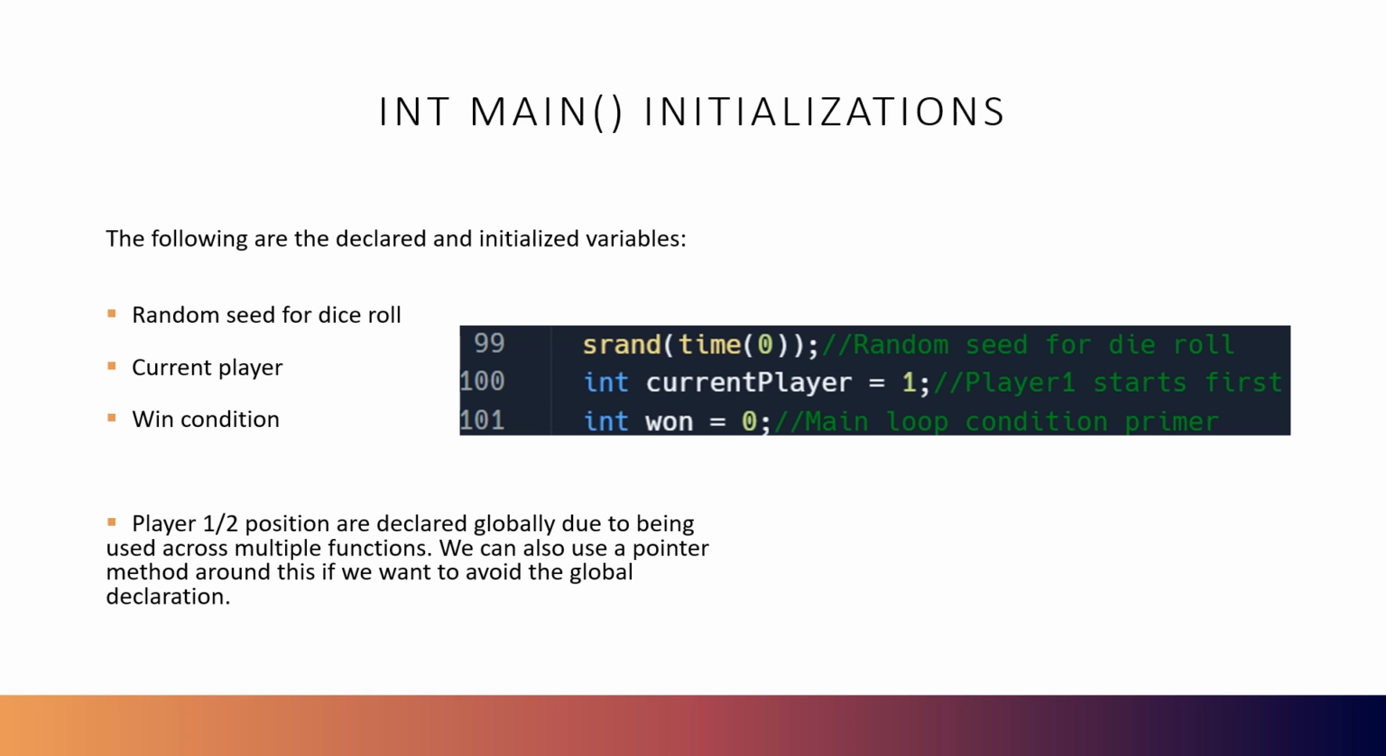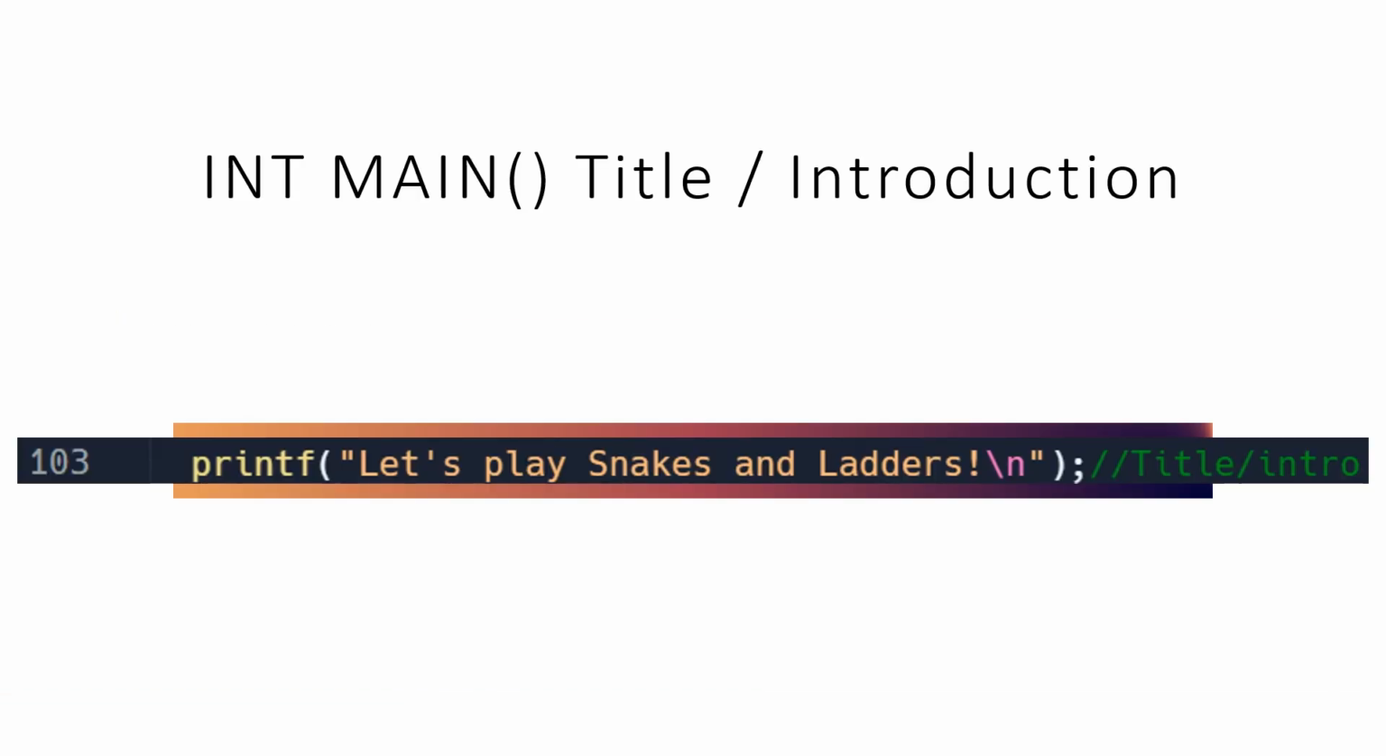Next, we declare the current player variable, and we initialize it to 1 since this value will be used to determine the player's turn. I'll later explain how this happens through the loop functions, and how the player number alternates at the end of each turn. Finally, we declare a win variable and initialize it to 0 for the primary loop condition. The title portion is pretty straightforward. It's just a print function, and here we had it set to print Let's Play Snakes and Ladders.